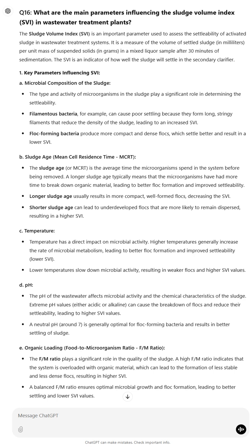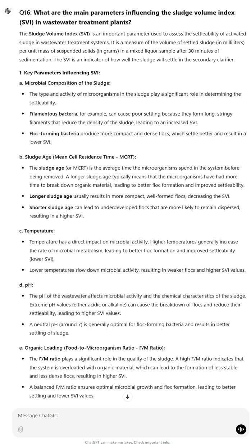F. Chemical additives, coagulants, and polymers. The use of coagulants and flocculants can improve the settleability of sludge. Chemicals like alum, ferric chloride, or polymers are sometimes added to aid in flocculation and enhance the formation of denser, more compact flocks, thus lowering the SVI. However, excessive use of these chemicals can cause overflocculation and may lead to poor settleability if not properly controlled.